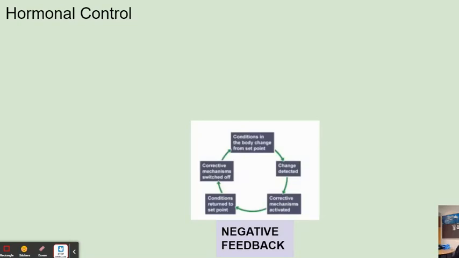Okay, let's go into more detail about these hormones. First of all, look at this diagram here, the negative feedback loop. Conditions in your body change. The change has to be detected. Something happens to correct the change, bringing conditions back to where we want them to be, and then switching off the thing that caused that change. So this cycle, this negative feedback loop, is responsible for lots of the things that monitor your conditions in your body and keep them the same.